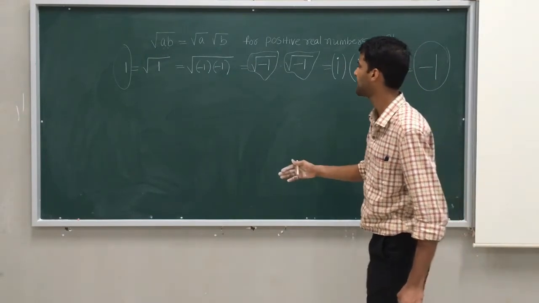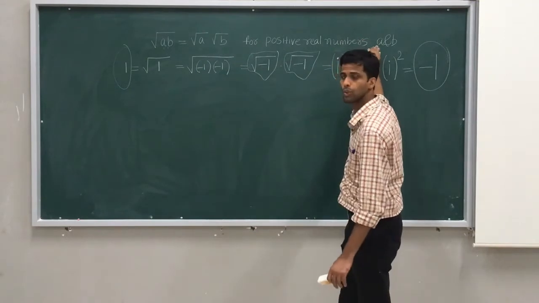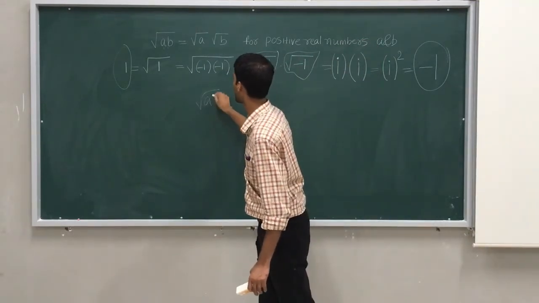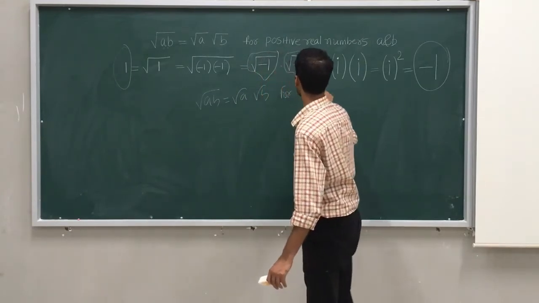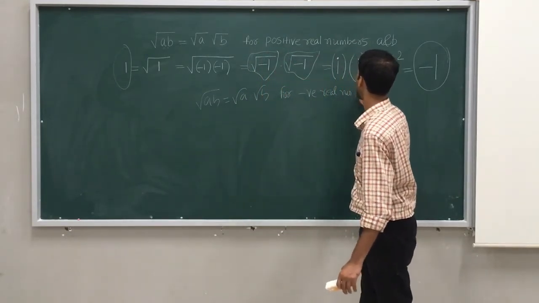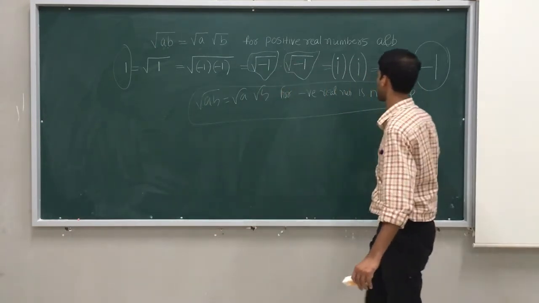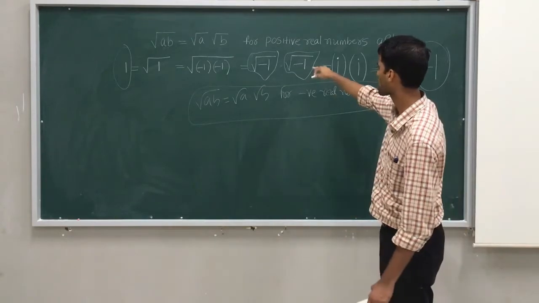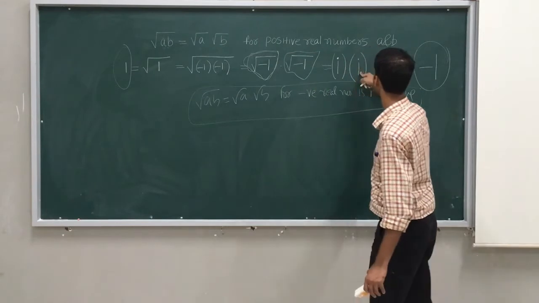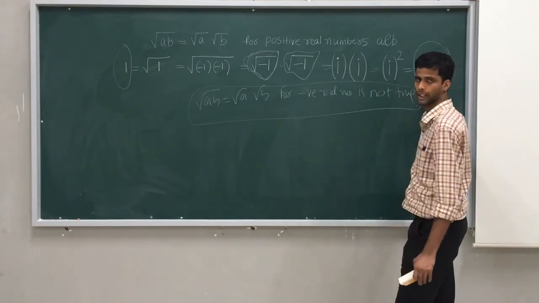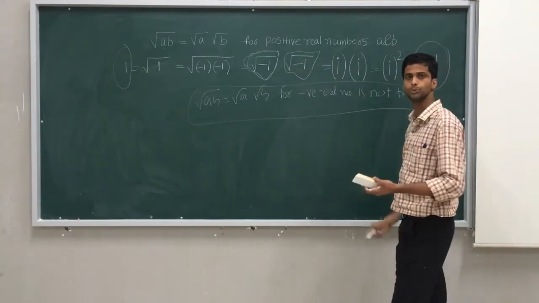With this, I can say root AB equals root A root B for positive real numbers is true. But root AB equals root A into root B for negative real numbers is not true. The proof is in front of you. We took help of a complex number. What help we took? We defined this as i into i, that is i square. We know i square answer is minus 1. Therefore I got the conclusion that 1 equals minus 1, which is not true.